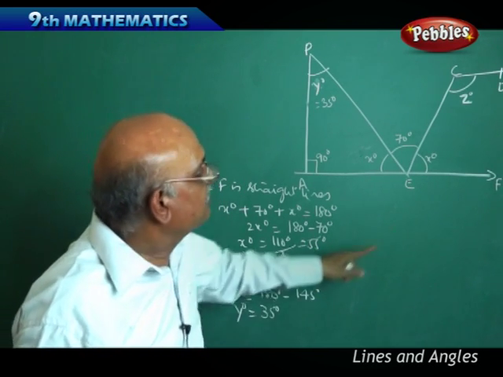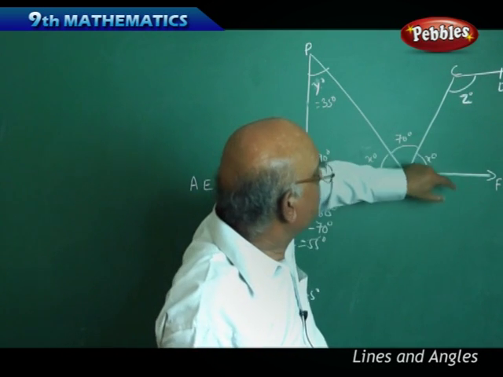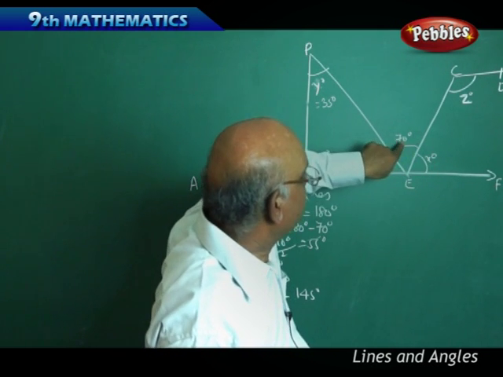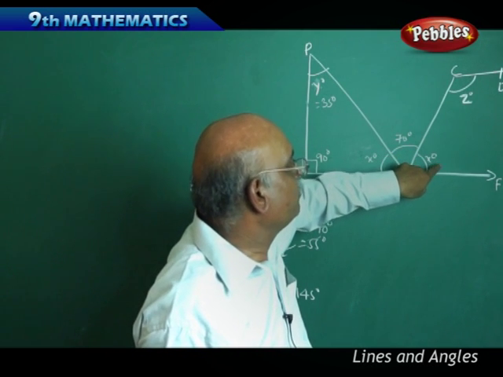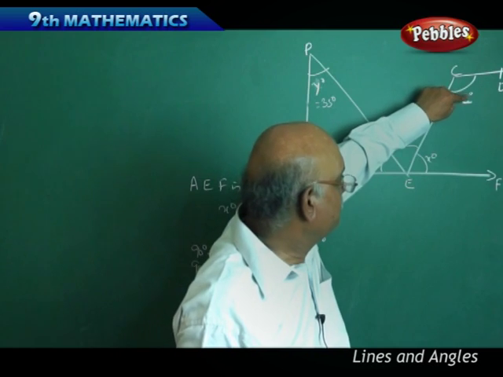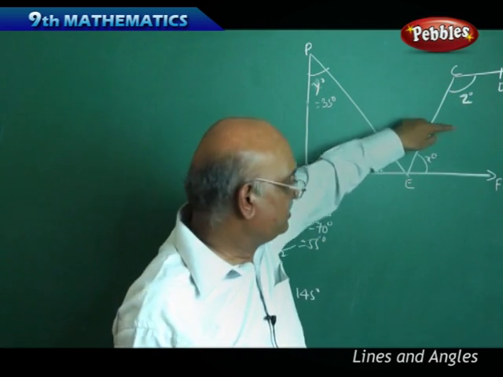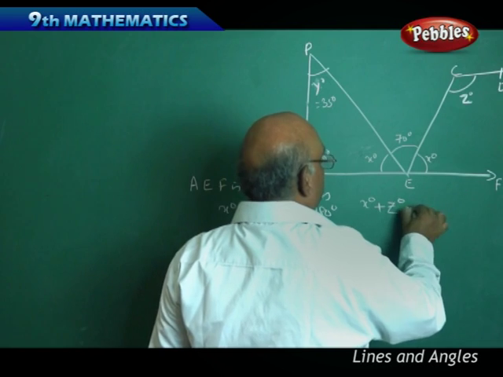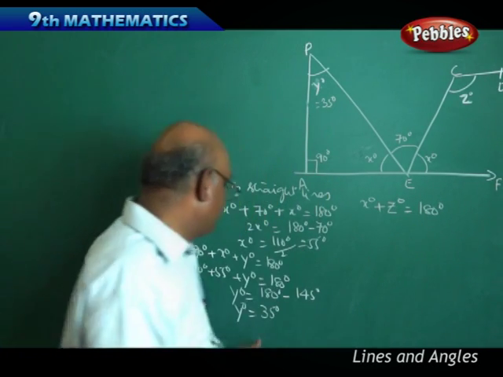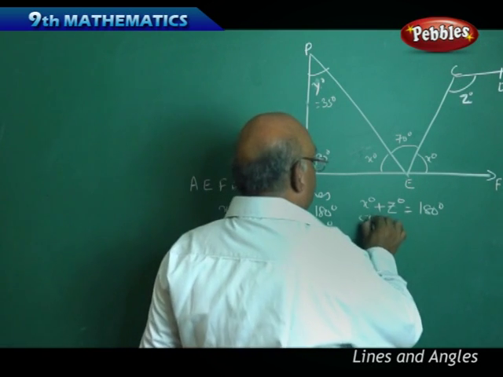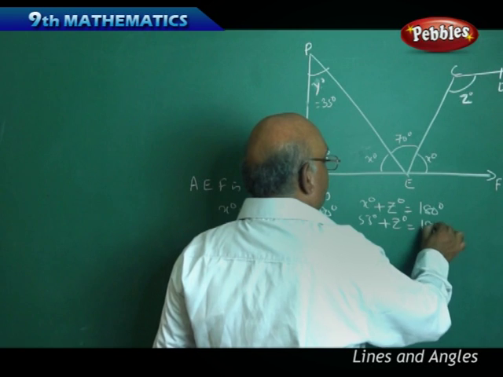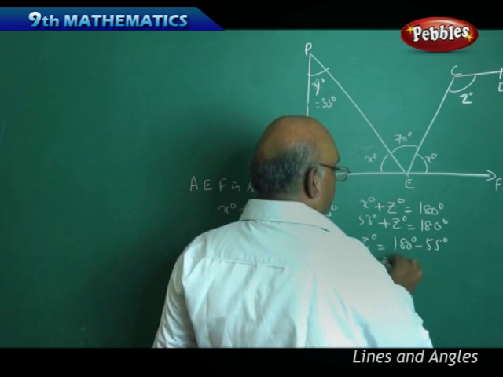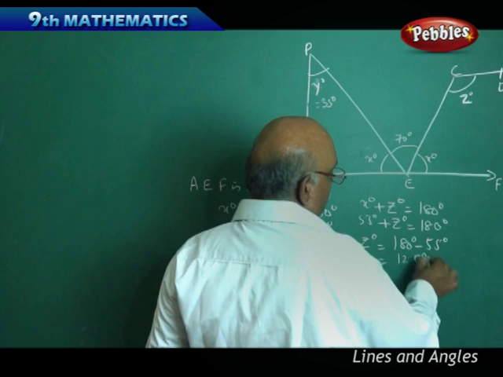But our main task is to find z degrees. We know that this is 70, this is 55. 70 plus 55 is equal to 125. Therefore, we know that z degrees plus x degrees is equal to 180 degrees. Already x degrees we got as 55. Therefore, 55 plus z degrees is equal to 180 degrees. Z degrees is equal to 180 degrees minus 55, which is equal to 125 degrees.